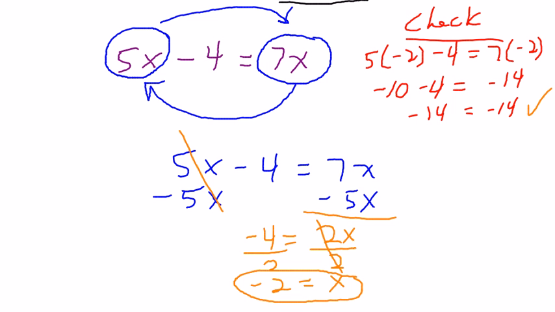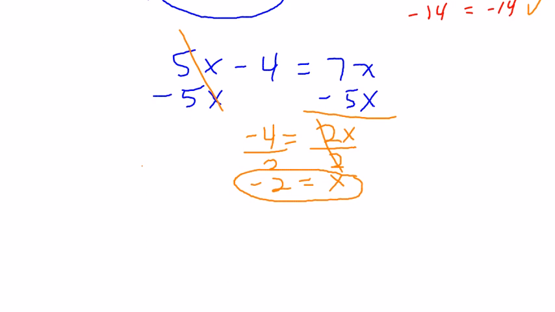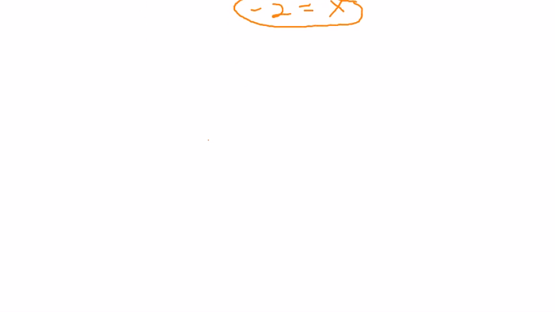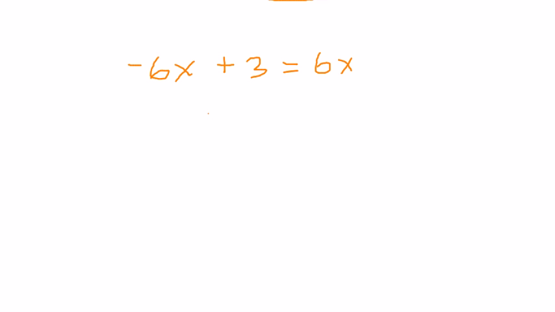So let's try a couple more. After we do a few more, I think you're going to see that these really aren't so bad. Alright, let's consider the equation negative 6x plus 3 equals positive 6x. So once again, we have like terms on both sides of our equation, right? We have a negative 6x here, and we have a positive 6x on the right side.